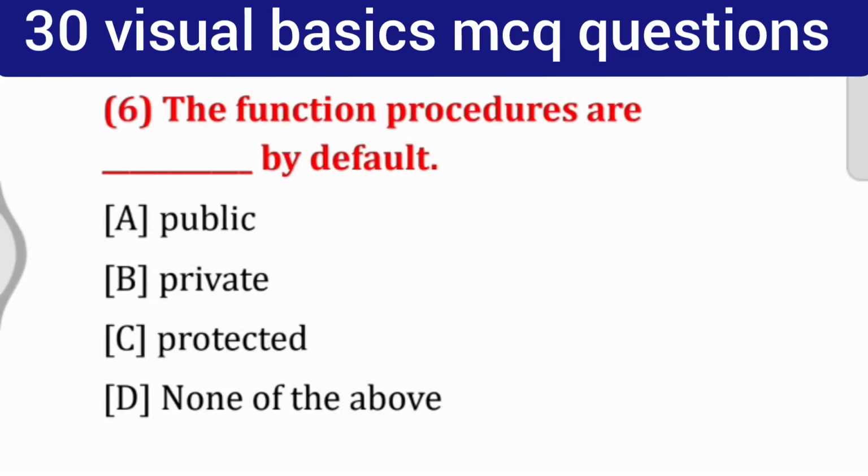Question number 6. The function procedures are dash by default. Options: public, private, protected, none of the above. Correct answer: public.